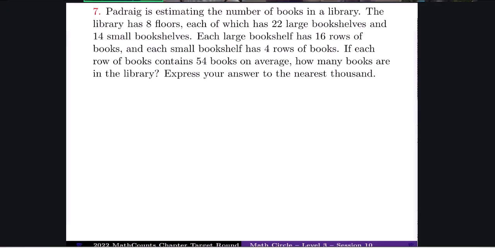So 7 is kind of tricky still. When we break this down, we know that each row of books is going to have 54. So each row is going to have about 54 books.